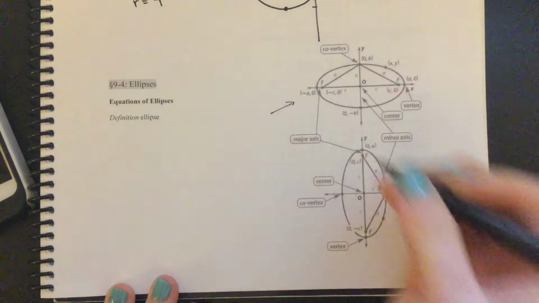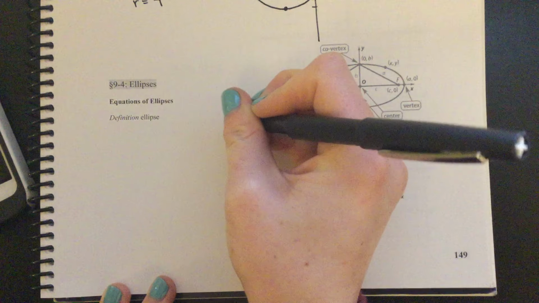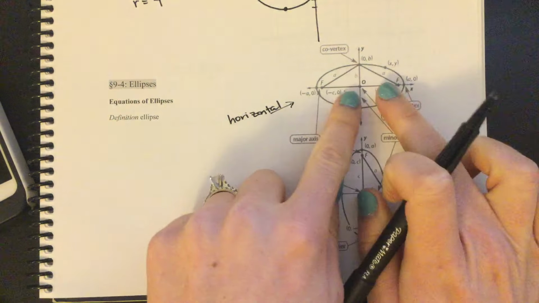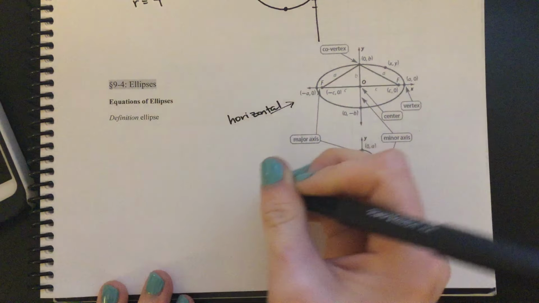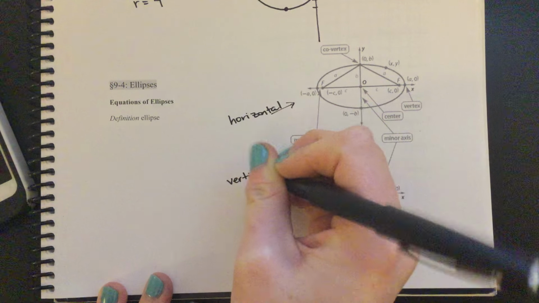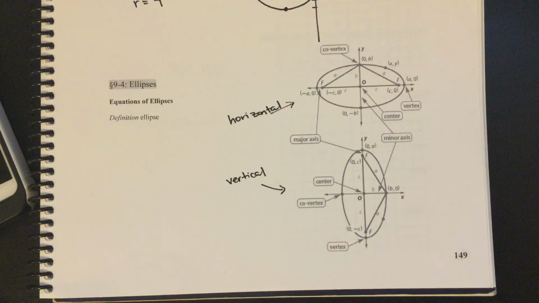So this one right here, we call the horizontal ellipse. The only reason that we refer to it as horizontal is just because it's wider in a horizontal direction. And then this one we refer to as the vertical one, and again, that's just because it's taller than it is wide. So if you look at all these, there are all these different pieces that come together.